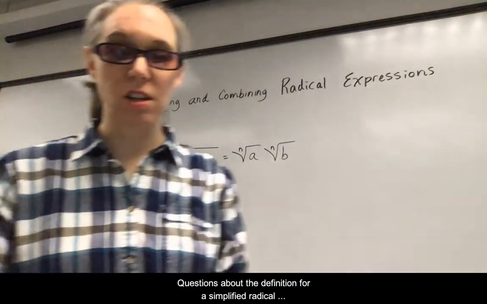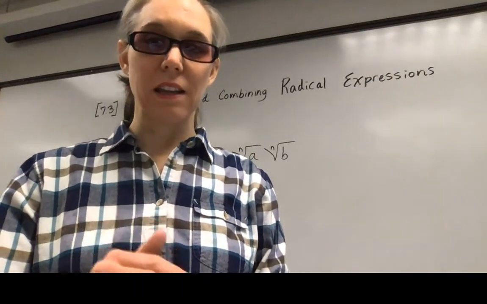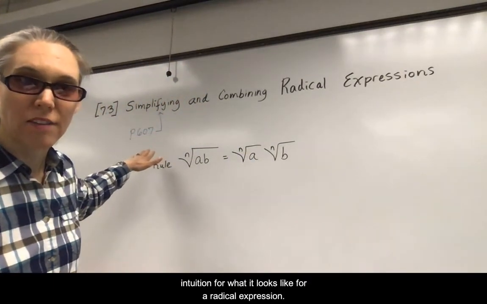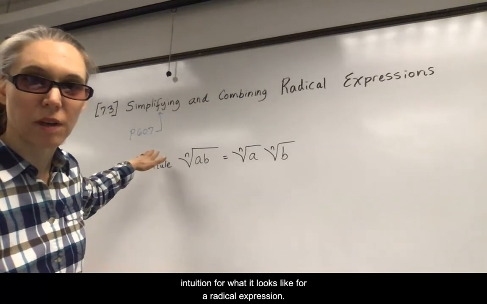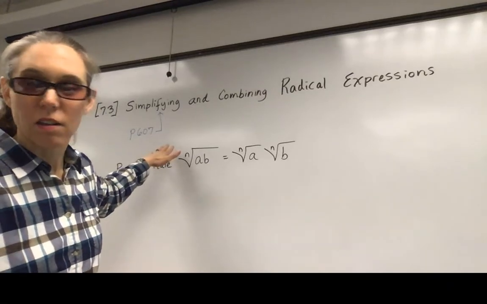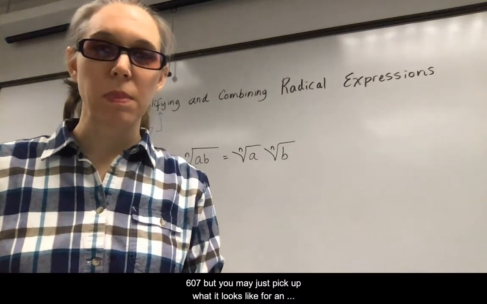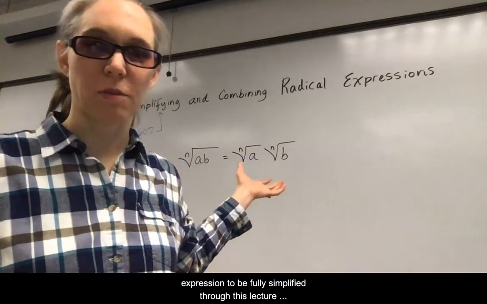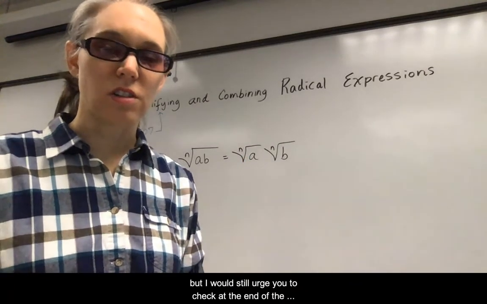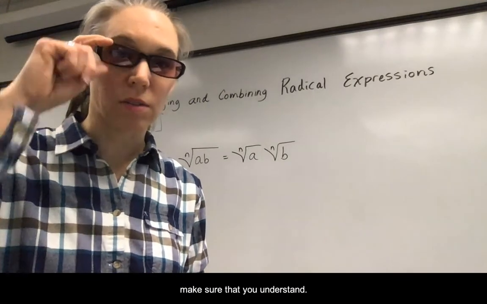Now, the definition for a simplified radical expression, the conditions that you need to follow, are on page 607. So if you don't already have an intuition for what it looks like for a radical expression to be completely simplified, there are 3 conditions, and those 3 conditions are listed on page 607. But you may just pick up what it looks like for an expression to be fully simplified through this lecture, but I would still urge you to check at the end of the lecture, check page 607 and look at those conditions to make sure that you understand them.